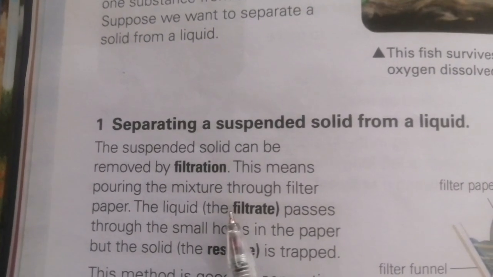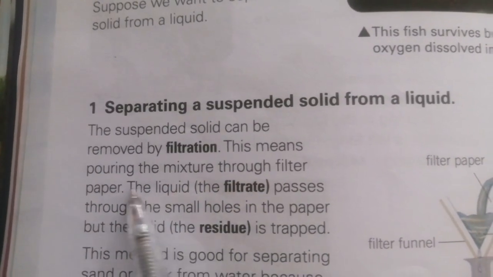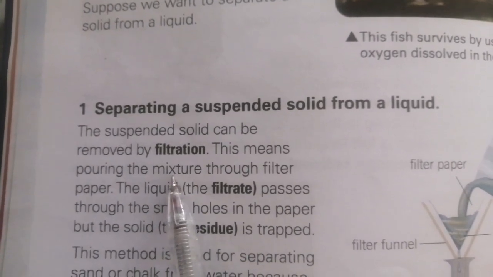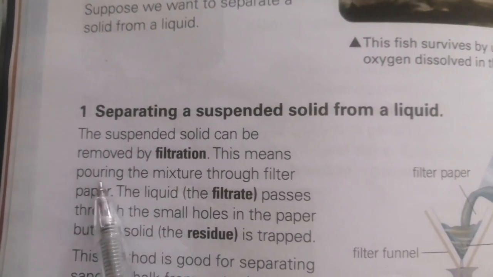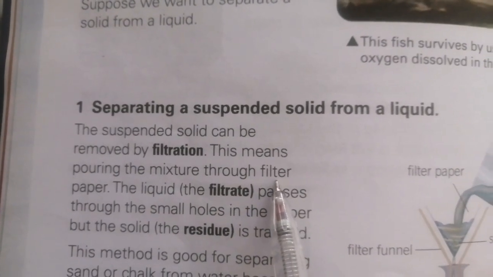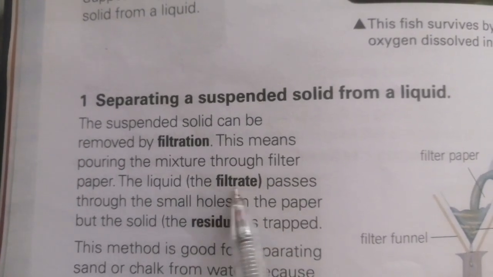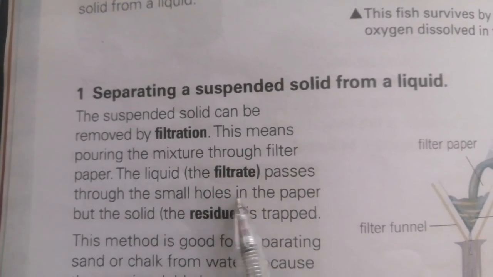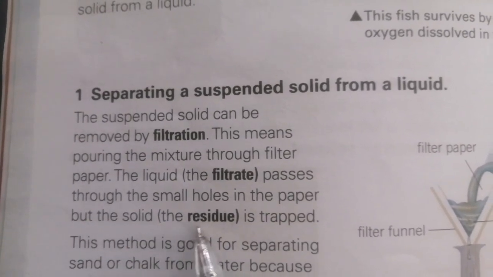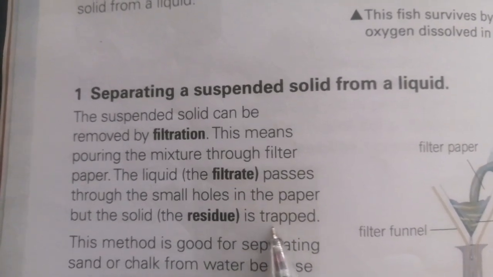Because in this we have to use a special kind of paper. What is the name of this paper? Filter paper, in which the mixture of solid as well as liquid will be poured into the container by passing through the filter paper. The liquid, the filtrate, passes through the small holes in the paper, that is the filter paper, but the solid, which is called the residue, does not pass through the filter paper, so that's why it is trapped.